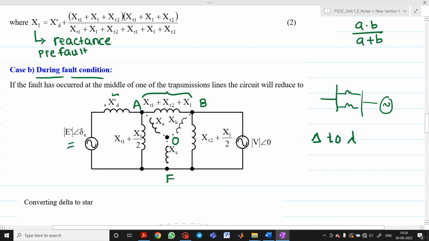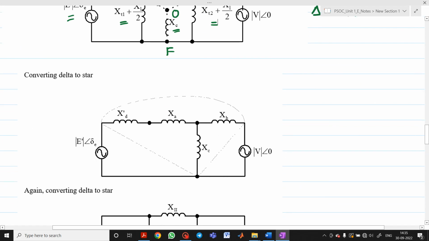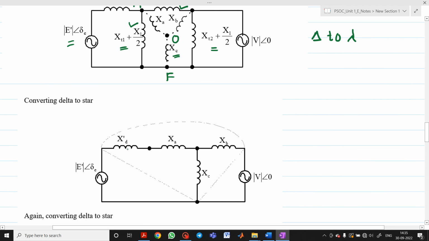How do you convert this XA? How to find it out? This reactance into this reactance divided by the sum of all. XB, how to find it out? This reactance into this reactance divided by the sum of all. XC, how to find it out? This reactance into this reactance divided by the sum of all. So after that, you will get this diagram.